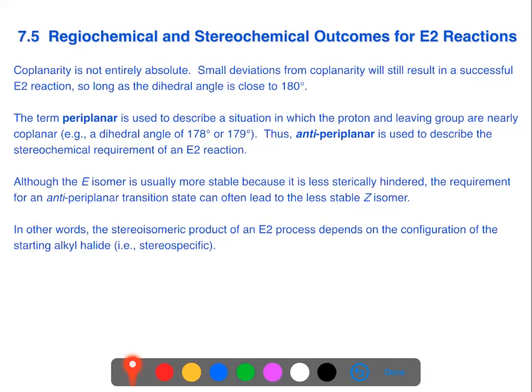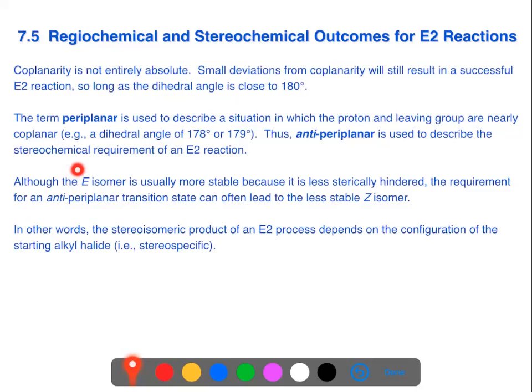Now, in reality, coplanarity is not always entirely possible or absolute. There will be small deviations from coplanarity that will still result in a successful E2 reaction. And so the idea is that the dihedral angle should be as close to 180 degrees as possible, but doesn't have to be exactly 180. So the term periplanar is also used to describe this situation where they're nearly coplanar to one another. And so the term that we'll often see used is anti-periplanar as opposed to anti-coplanar.